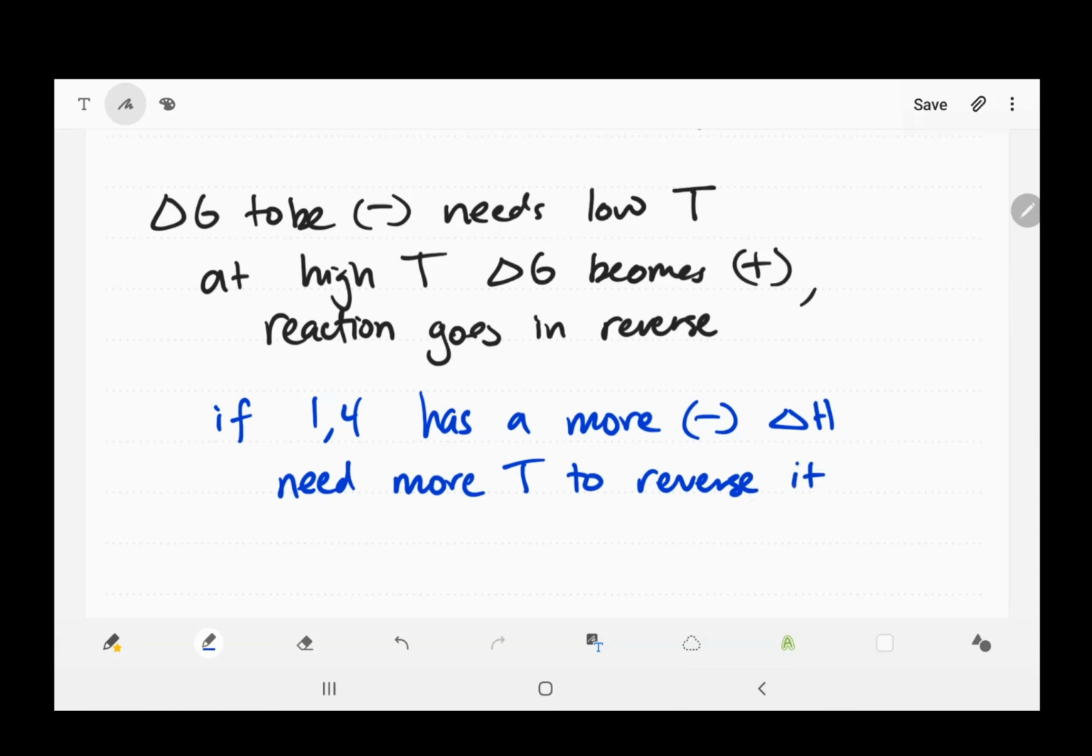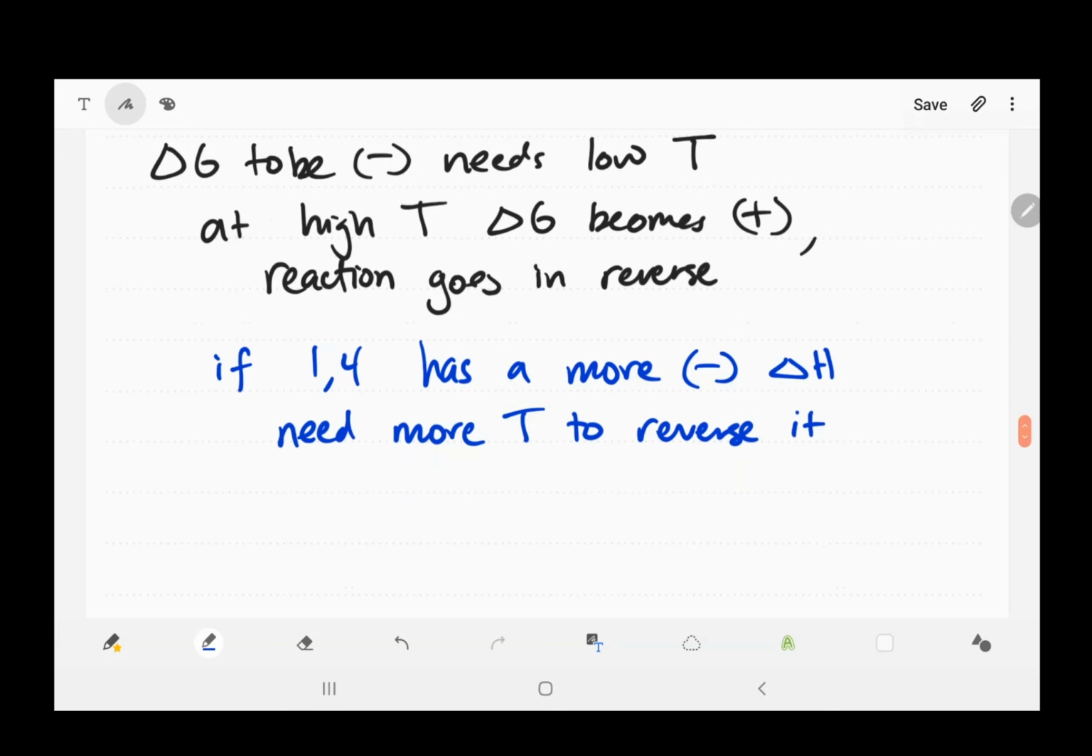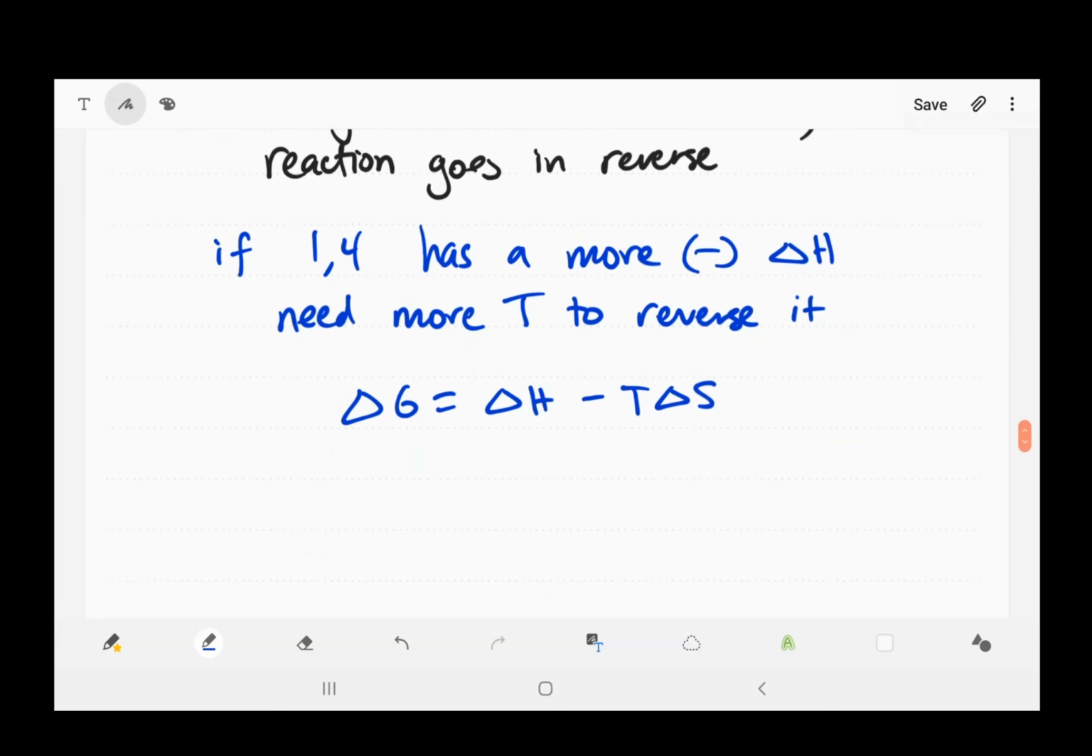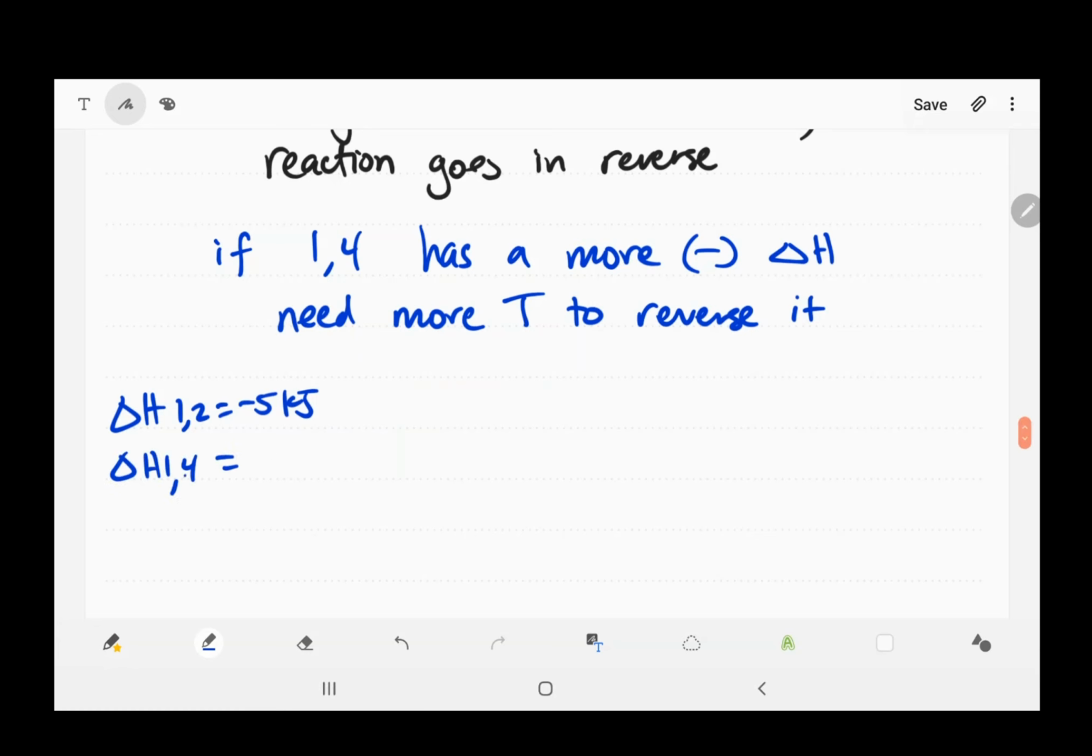Isn't this fun? Thermodynamics, you thought you were done? Do you remember this at all? Delta G equals delta H minus T delta S? Here, why don't we do it with fake numbers? Let's say delta H for the 1,2 is negative 5 kilojoules. Whatever. We're going to put fake numbers. I'm going to make this hopefully easier to understand. Okay, so delta H for 1,4 is bigger in magnitude. It's a bigger negative.